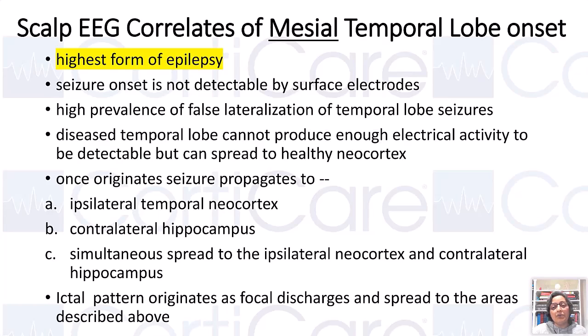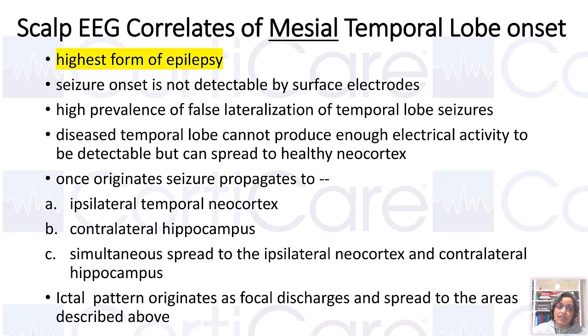So mesial temporal lobe epilepsy is the highest form of epilepsy. The seizure onset is not detectable by surface electrodes. So our 10-20 system, it's hard to detect with that since the seizures are originating in the deeper areas. That excitatory activity of the neurons has to transmit to the temporal neocortex for us to record that.